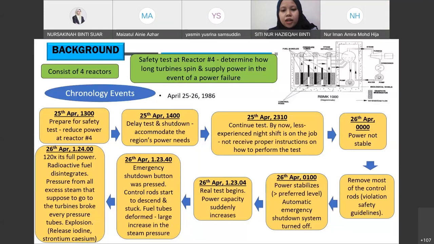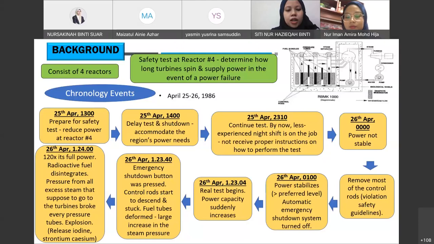At midnight, 26 April, the power became unstable. The operators responded by removing most of the control rods, an action which violated the safety guidelines. At 1 a.m., 1 hour later, the power became stable, but lower than the preferred level. The automatic emergency shutdown system was turned off because they were afraid it would disrupt the safety test. At 1:23, the real test began, but the power capacity suddenly increased.